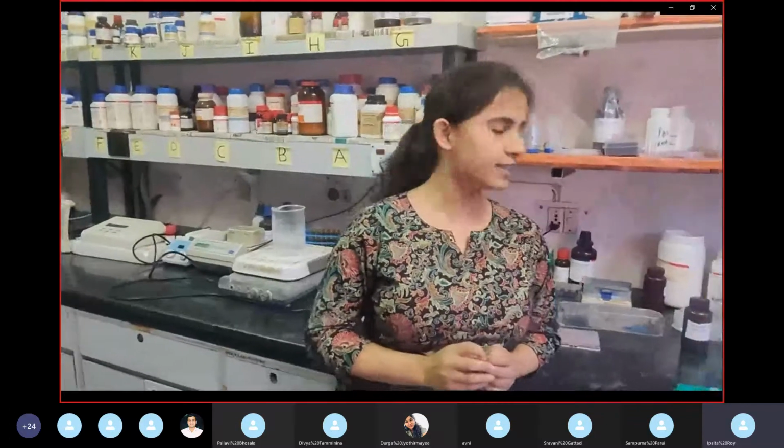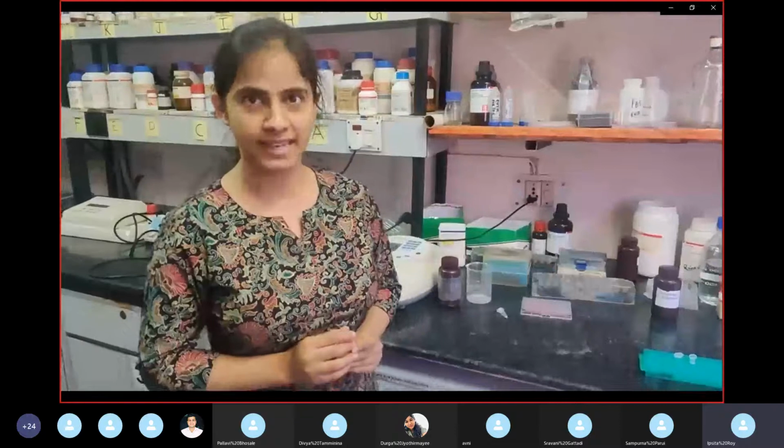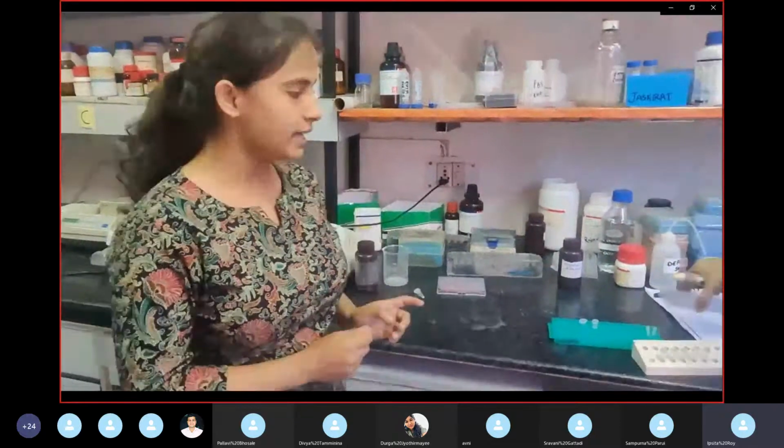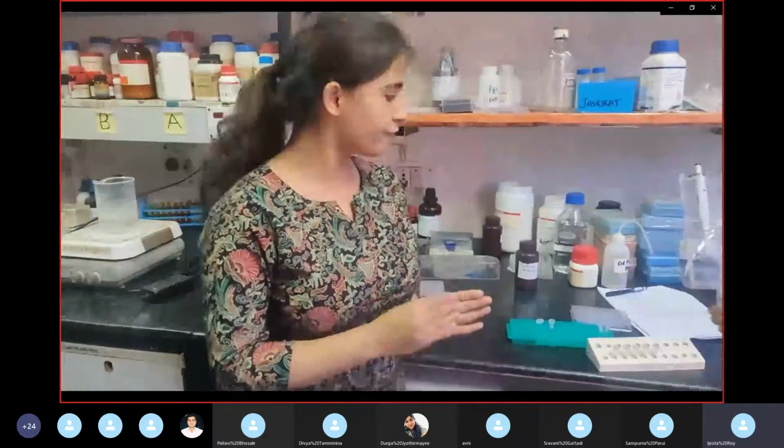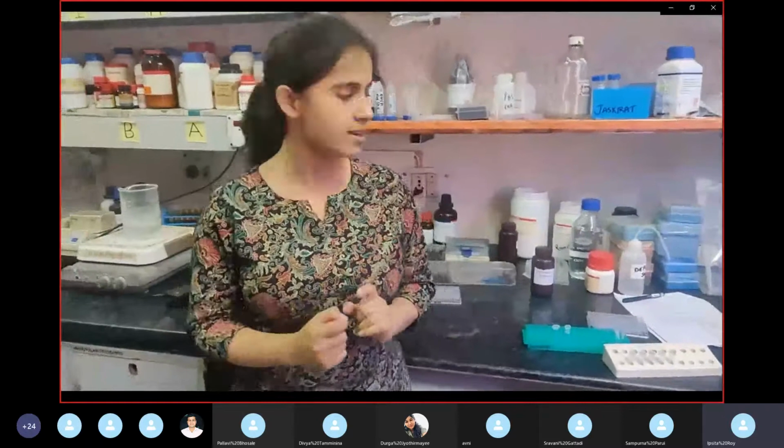So to determine the concentration of alpha amylase in the crude extract, we will perform the Bradford assay, and for that we need to prepare a BSA standard curve. For that we have prepared a 1 mg per ml stock concentration of BSA, and from there we have taken different dilutions, from 0.1 mg to 0.5 mg per ml, and we have prepared that BSA in acetate buffer.